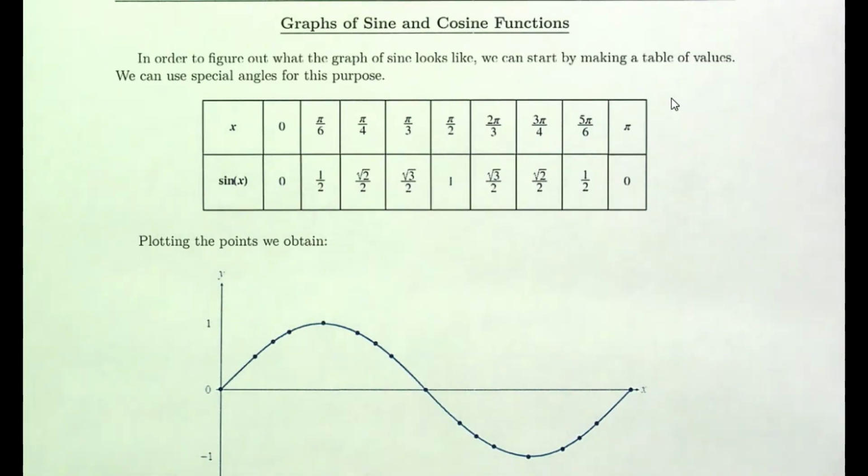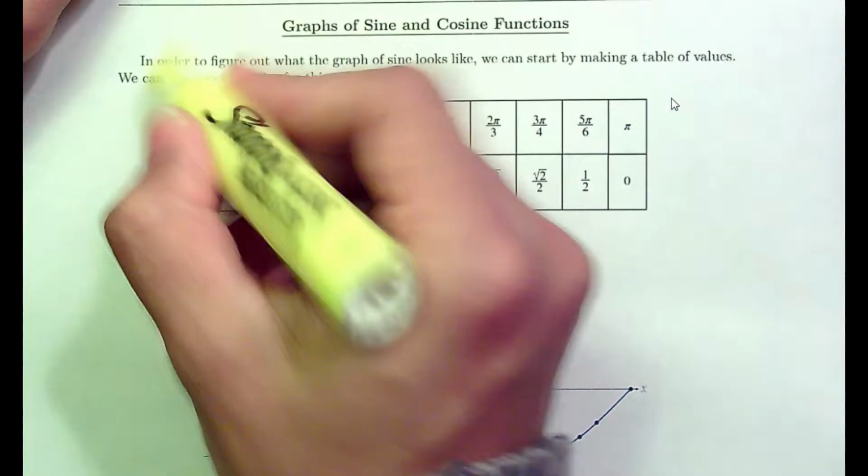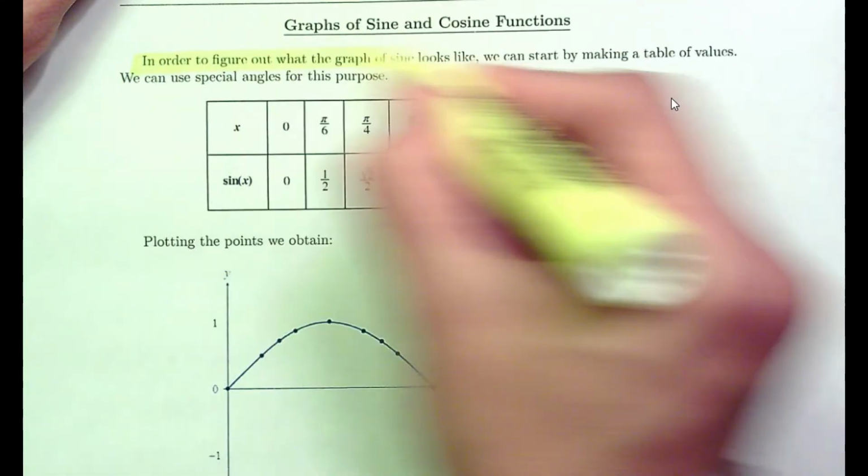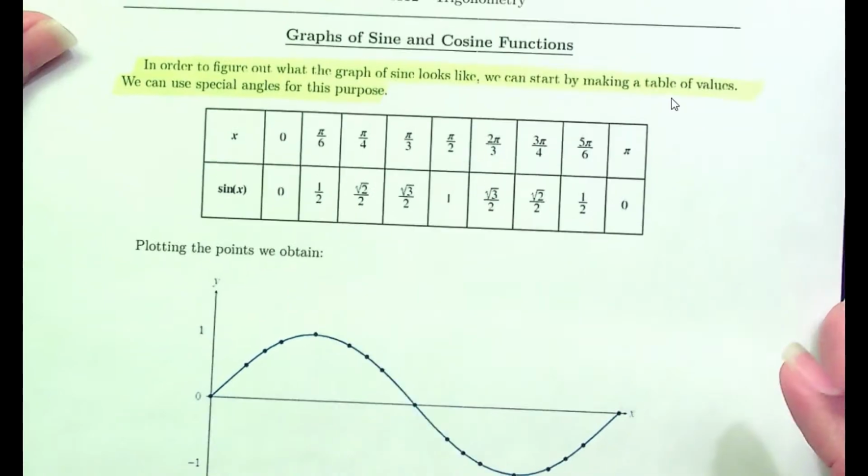In this section, we'll talk about how to sketch graphs of sine and cosine functions. So suppose we don't have any idea of what any of those graphs look like. One strategy to figure that out would be to make a table of values. So you can start by making a table of values. Let's say we start with sine.